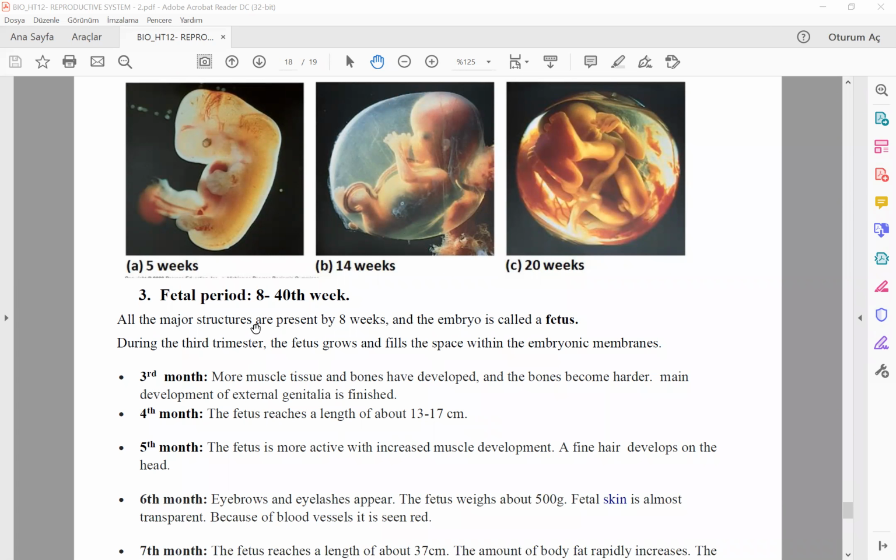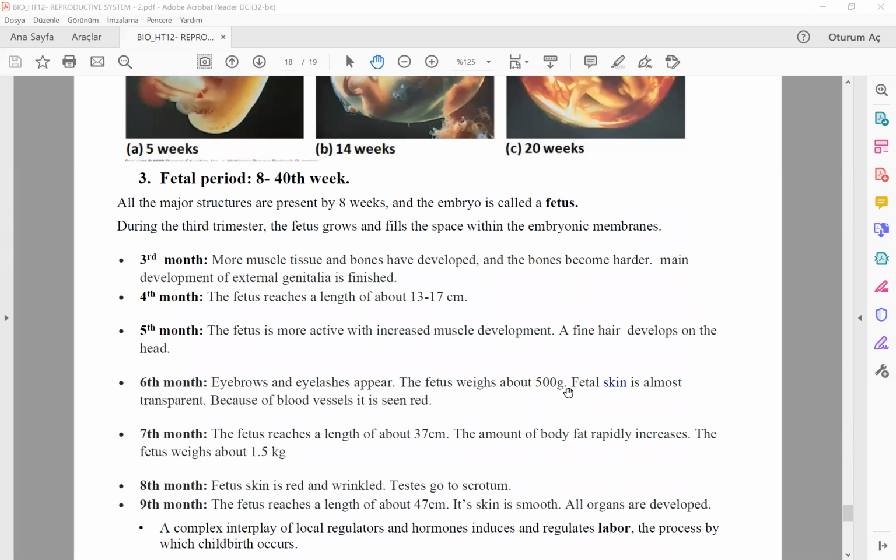The fetal period starts from the 9th week and lasts to the 40th week. All the major structures are present by the 8th week, and the embryo is now called a fetus. After the 9th week, we call this embryo a fetus. During the 3rd trimester, the last trimester, the fetus grows and fills the space within the embryologic membranes.